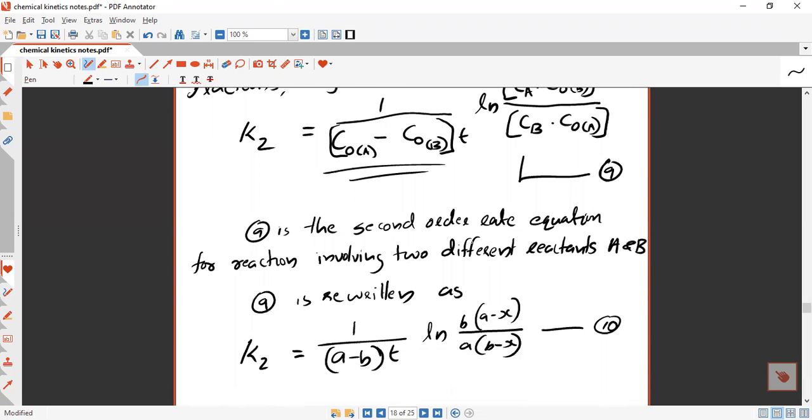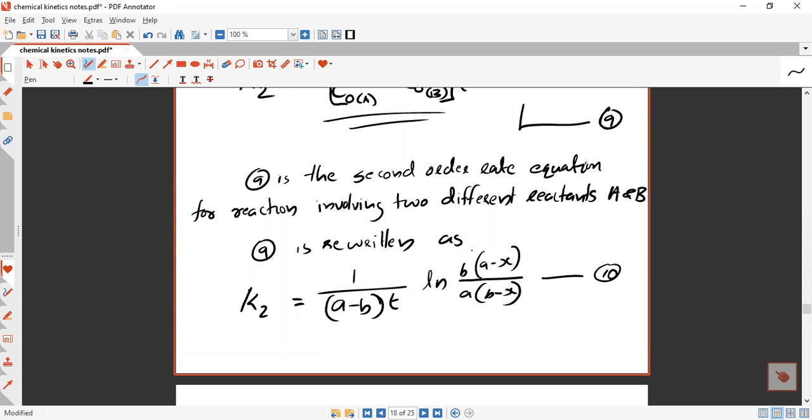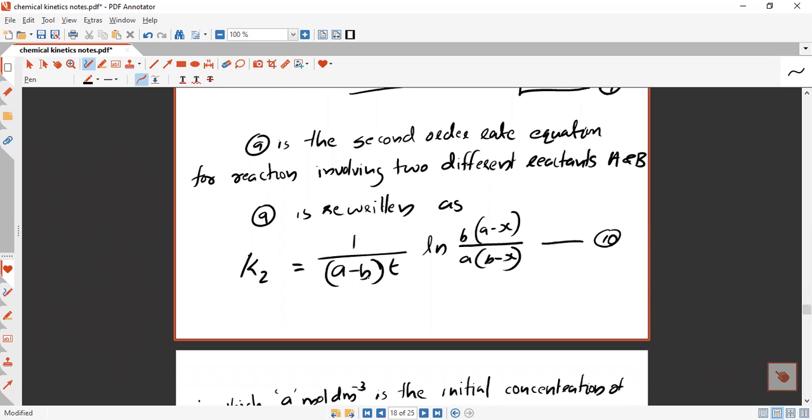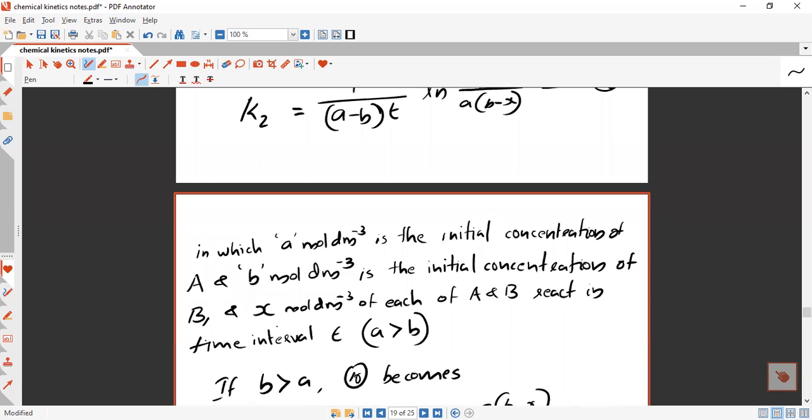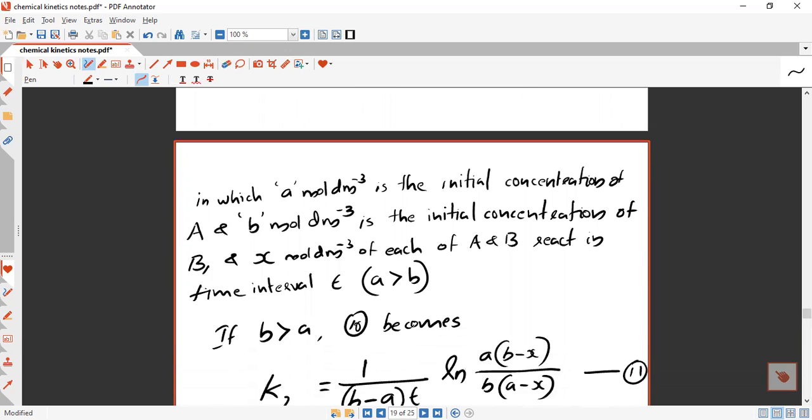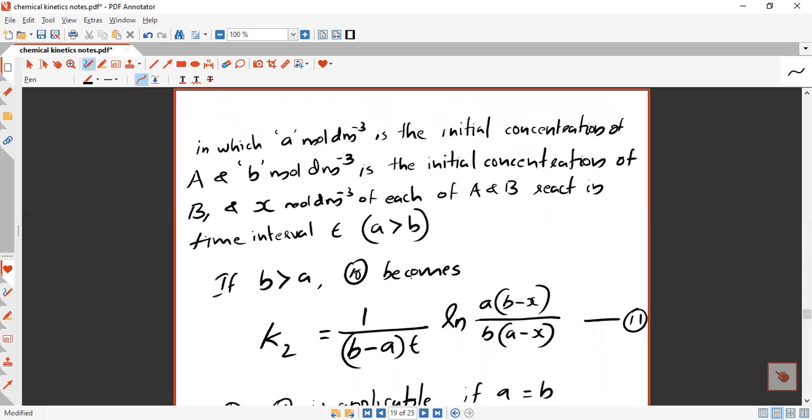The equation is rewritten in the form of A minus X and B minus X, where K2 is equal to 1 by A minus B into t, ln B into A minus X divided by A into B minus X, where A is the initial concentration of component A and B mole per decimeter cube is the initial concentration of component B, and X mole per decimeter cube is the amount of each of A and B that reacts at time t. This equation is valid for A greater than B. If B is greater than A, the equation becomes K2 is equal to 1 by B minus A into t, ln A into B minus X by B into A minus X.